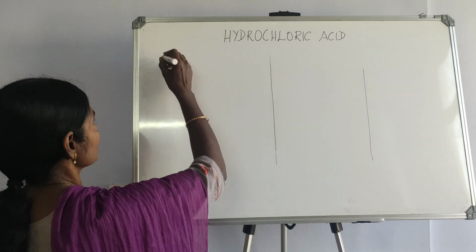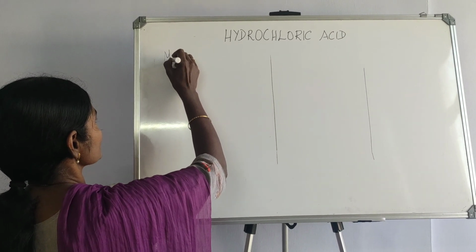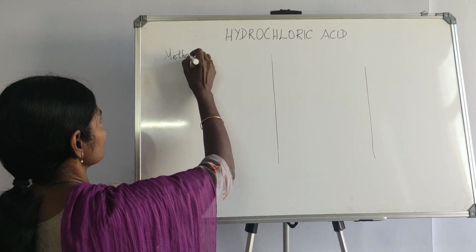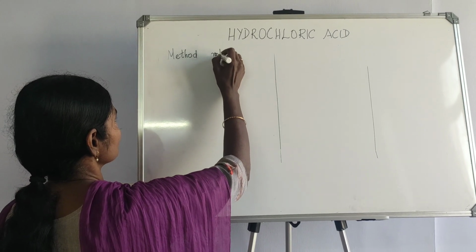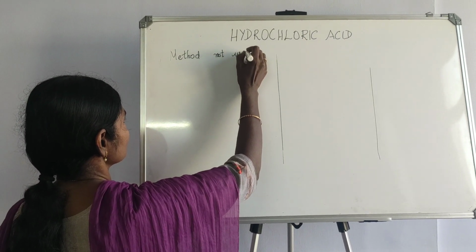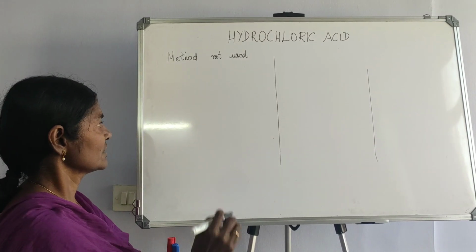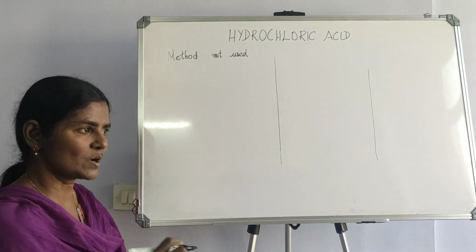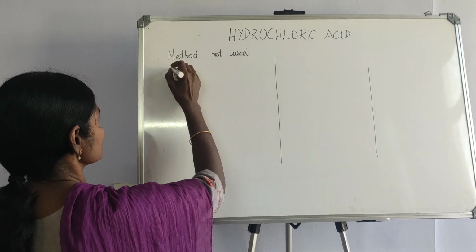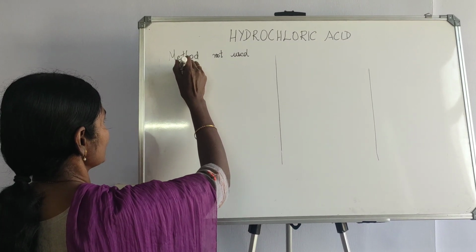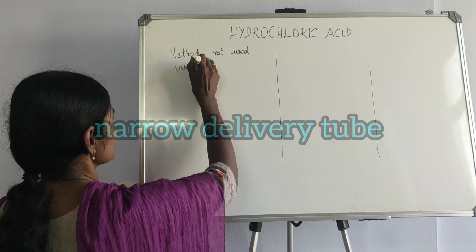There is a method that we cannot use, and there is a method that we will use. Now let's look into the method that is not used. That uses a narrow delivery tube.